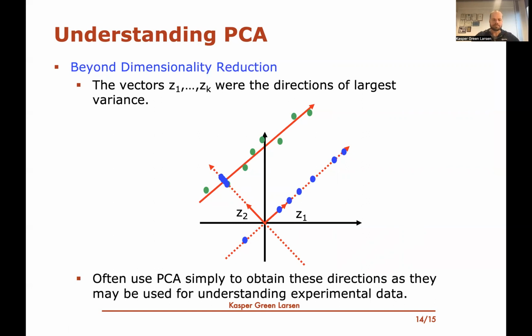But actually, sometimes in practice, just knowing what Z1 to Zk is a goal in itself, right? Because maybe these directions say something interesting about the experimental data. If you look at this linear combination, these vectors, these directions, they give you the direction of largest variance. Maybe this is somehow an interesting measure for experimental data that you've obtained. So it's just a note that sometimes obtaining the Z1 to Zk can be a goal in itself.